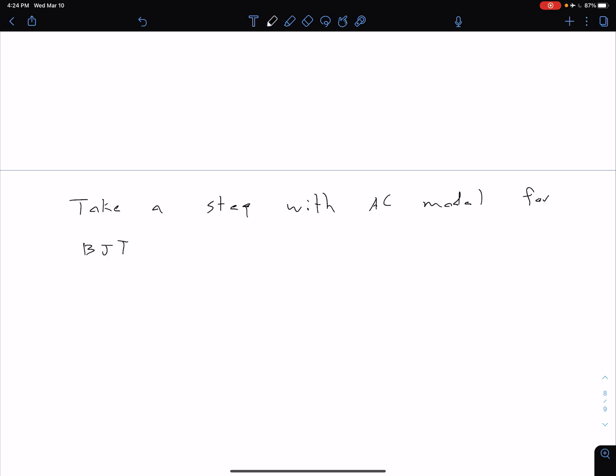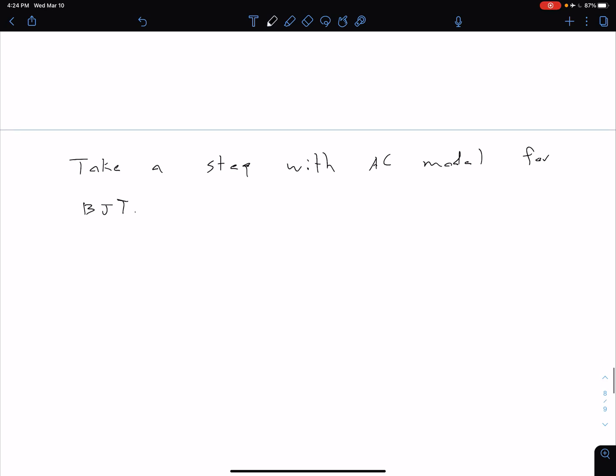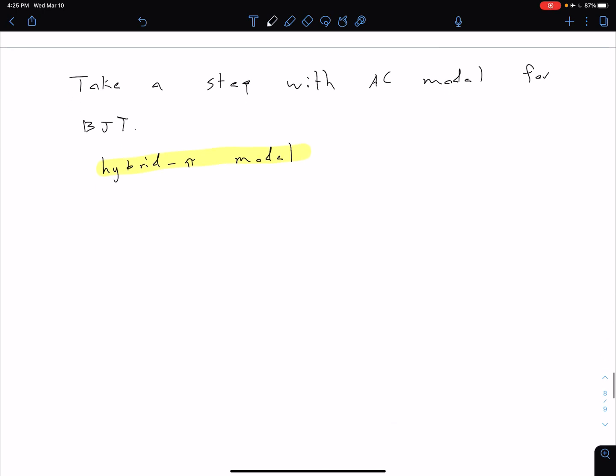It turns out that there are several different models that we can use for this. One that we're going to focus on is called the hybrid pi model. We're going to talk about at least one other one just in passing, but for the most part, the hybrid pi model is the one that we're going to use. We're going to come back in the next video and talk about that in more detail. But the basic idea is we're going to take that BJT transistor and treat it like a two-port network.